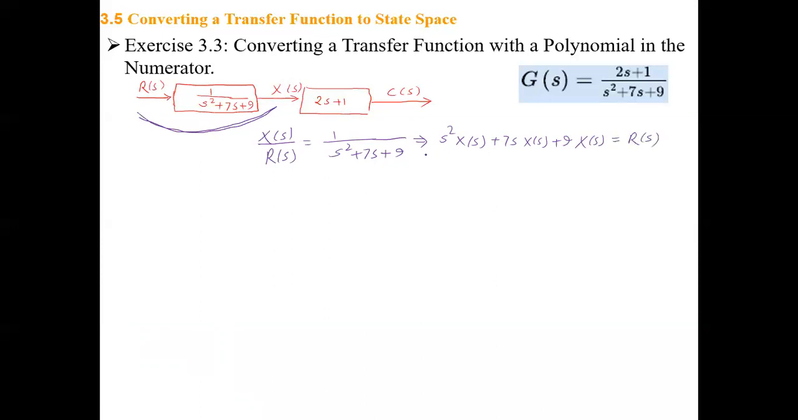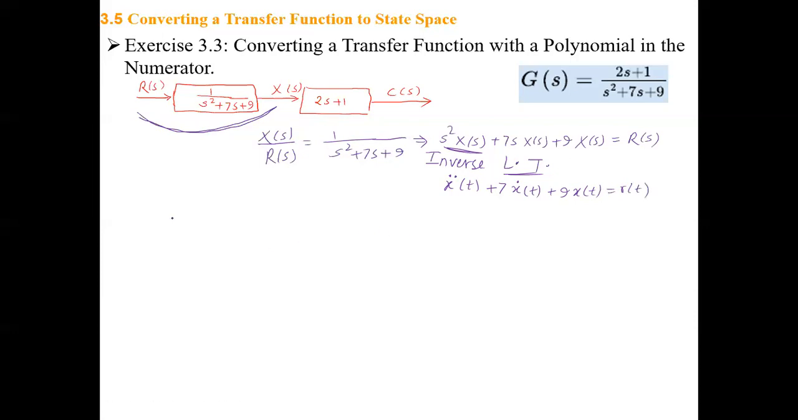Now take the inverse Laplace transform, right? If you take the inverse Laplace transform here, then what do you get? This gives me little x double dot, now it's a function of t, right? Plus 7 x dot, function of t, plus 9 x, function of t, equals little r, function of t.